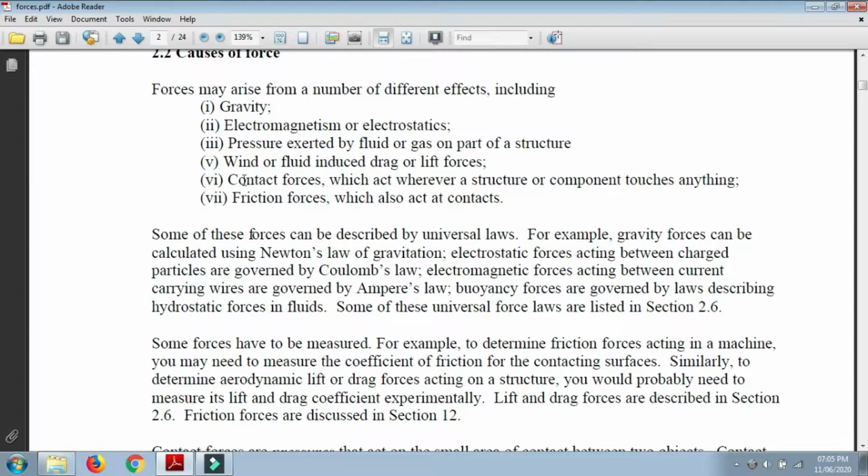Then very important forces, which I have discussed in mechanics and which will come a lot in statics and dynamics, are the contact forces, which act wherever a structure or component touches anything. Whenever two components are touching each other, it will generate a contact force. It can be, for example, two gears lying on each other, or your feet on the earth. There are numerous examples of contact forces, and we will be dealing with them a lot in our course of engineering mechanics branches, statics and dynamics. So, contact forces.